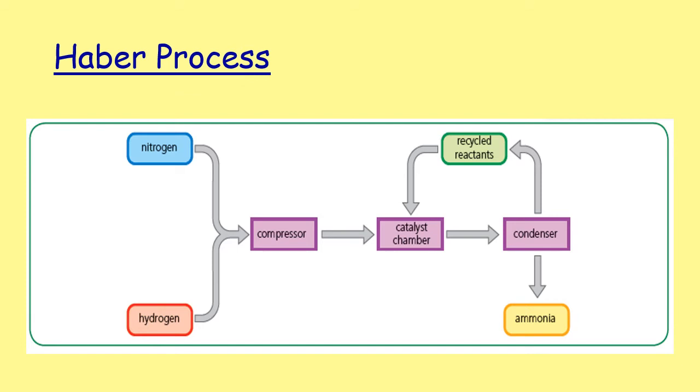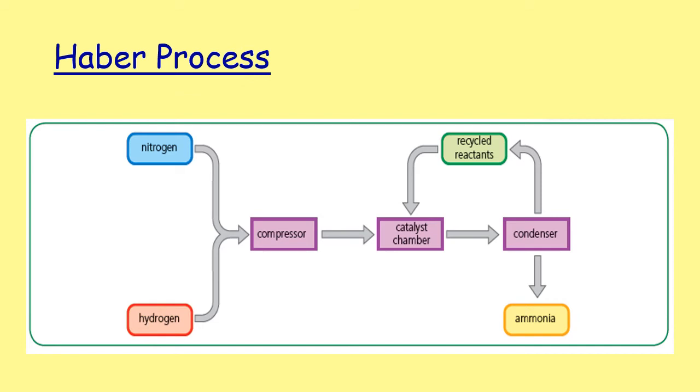So that's where the iron is found, and the compressed gases are passed over the iron, and as they pass over the iron, they will convert into ammonia mostly, but we'll still have some unreacted nitrogen and hydrogen.